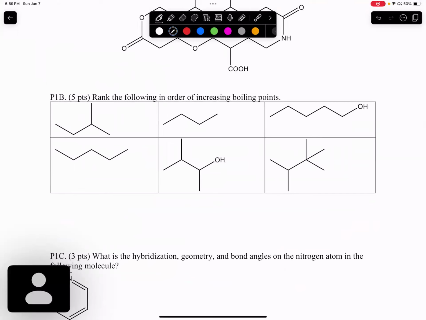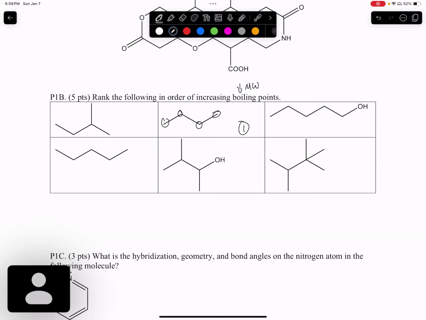Okay, boiling point. Talk to me. What's going to have the lowest boiling point? B. B, correct. Why? Lowest molecular weight, right? It has 1, 2, 3, 4 carbons. Cool. What about the other ones?